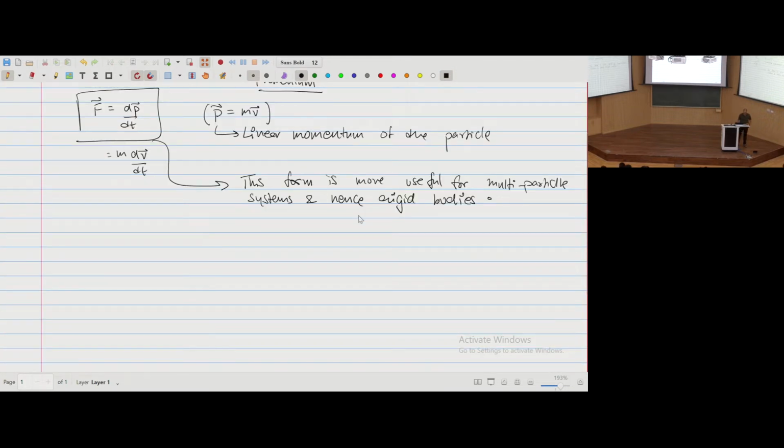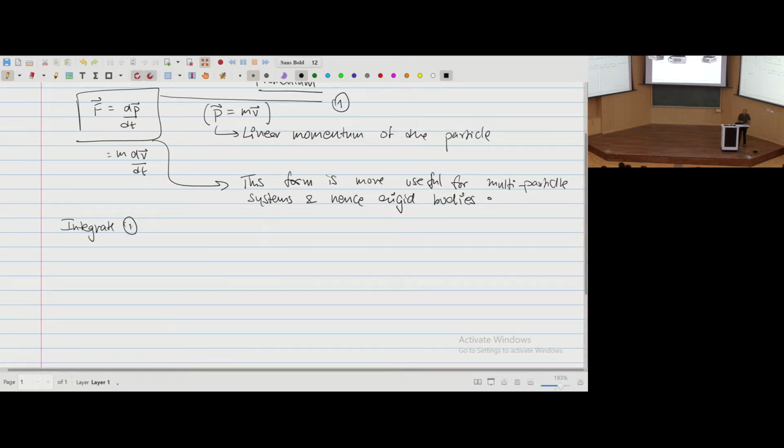We can now integrate this equation, call it equation 1. The left hand side is called impulse of force F or linear impulse.